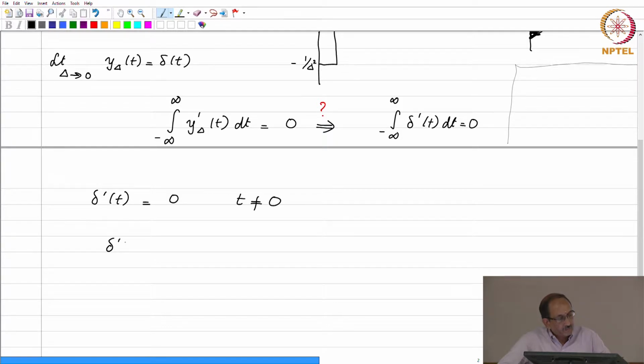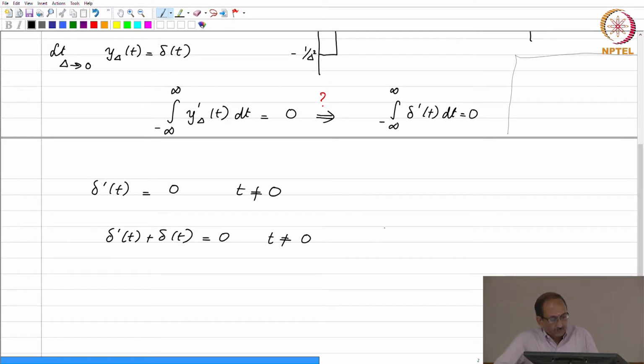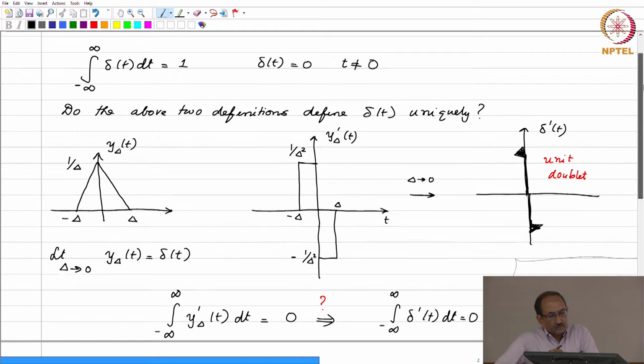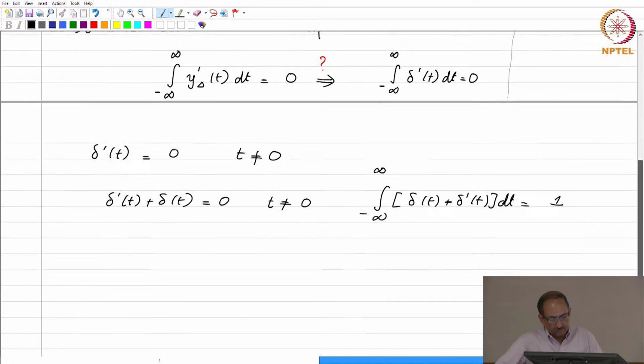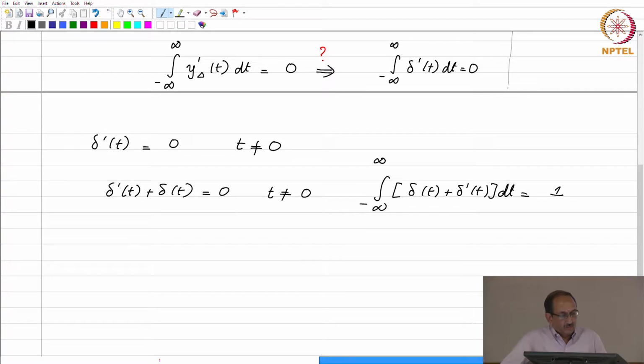Now what about this? Delta dash of t plus delta of t, for t not equal to 0, this function is 0. Very good. And the integral from minus infinity to plus infinity of delta t plus delta dash of t dt, this area is 1. So clearly delta t plus delta dash of t also satisfies these two equations. All right. So now you see the problem with this. This begs the question, what is the correct definition of delta of t?